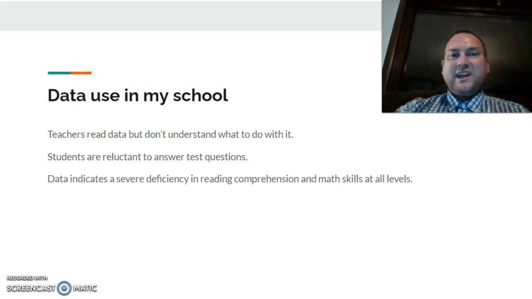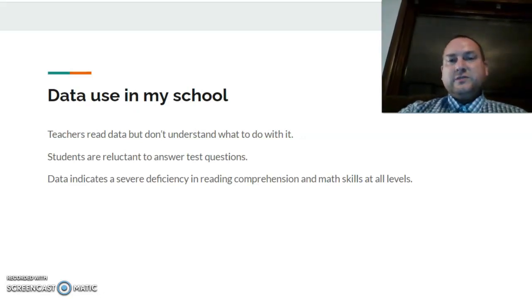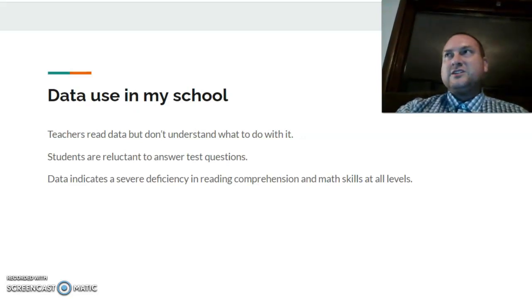So, the data use in my school: teachers read data but don't understand what to do with it or what all of it means. For instance, they know the Lexile scores on reading, but they can't distinguish all of the scores that they get from the newest FastBridge testing that we're now using. A lot of the students are reluctant to answer test questions, or they just blaze right through, guessing on pretty much all of them. As I have watched many of them test this way, it's kind of aggravating as a teacher. Data indicates a severe deficiency in reading comprehension and math skills at all levels.